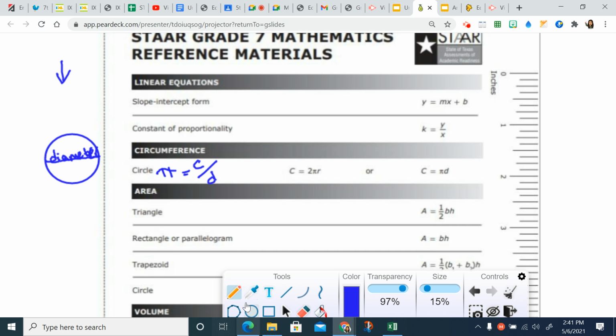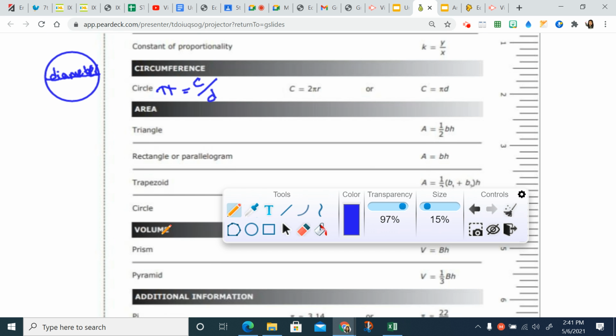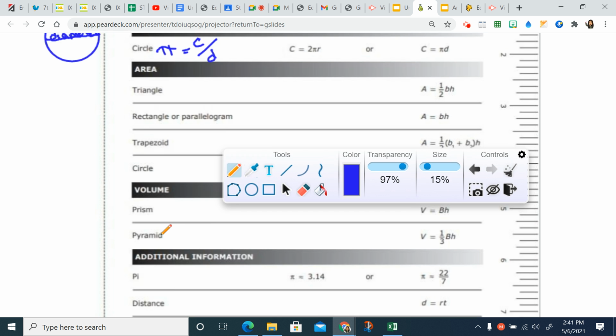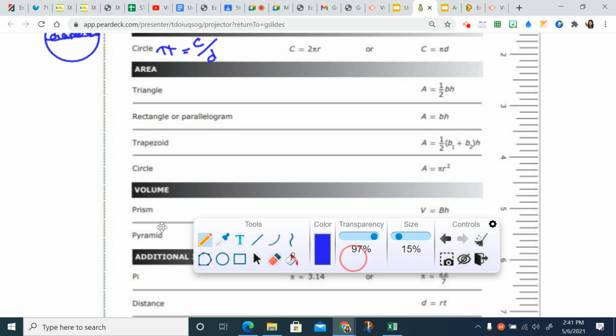All right, then we're going to move on to area. In area, there's triangle, rectangle, trapezoid, and circle. How do we like to write the area of a triangle? How did we learn to write it? Base times height divided by 2. We don't like to use 1/2 base times height, even though it means the same thing. We prefer base times height divided by 2.